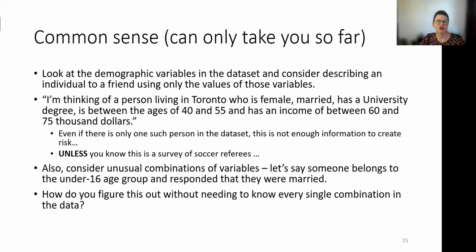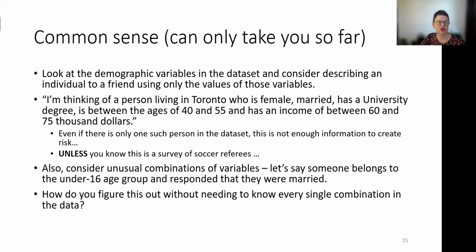Common sense can only take you so far. I'm thinking of a person living in Toronto who is female, married, has a university degree, is between ages of 40 and 55, has an income. Even if there's only one such person in the data set, that's not enough information to create risk. But let's say this is a survey of football referees. There's not a lot of women football referees living in any particular city that I know of. That might narrow it down. So you always have to consider information that's external to the data set itself and that provides context for the data.